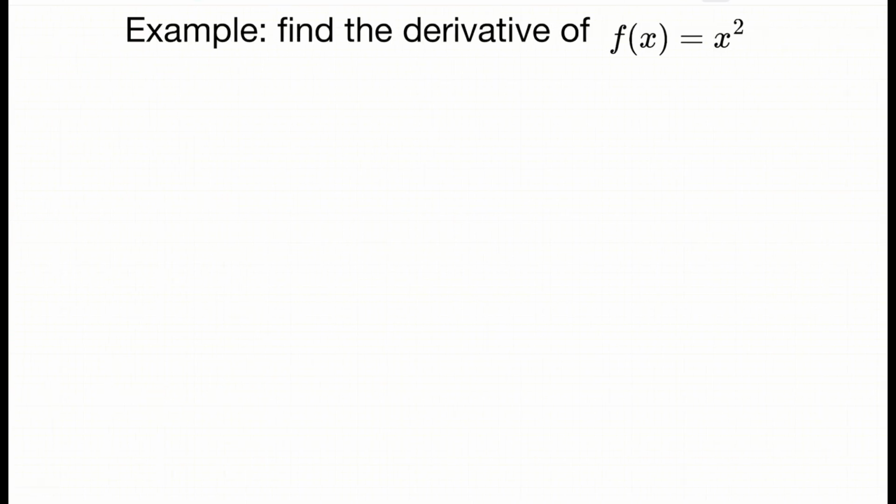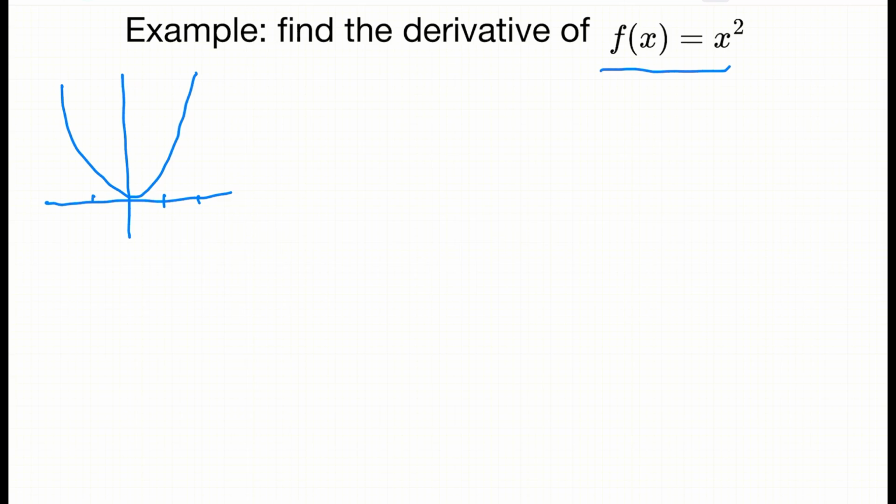Let's look at the function f of x is equal to x squared. Let's plot that first of all. That's just going to be a parabolic function. It's 1, 2, minus 1, minus 2. There's our x, there's our f of x.